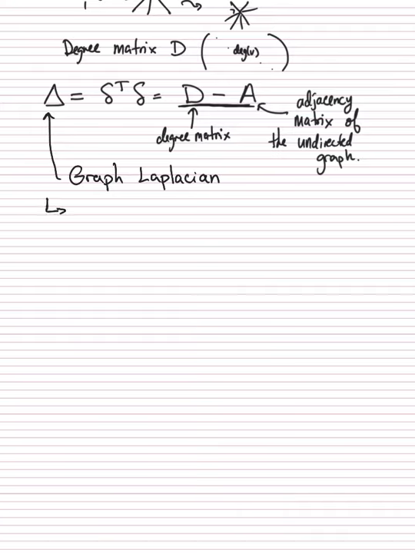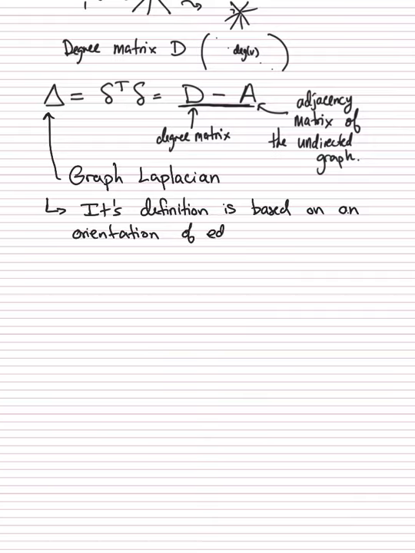So what are some nice properties here? Well, for one thing, its definition is based on an orientation of the graph, right? If we wanted to define these maps, we had to define an orientation on every one of the edges. But it is independent of it, right? So what you get at the end after you take delta delta transpose is something which depends only on the shape of the graph, not on the way that you orient it. Okay, so that's kind of nice.